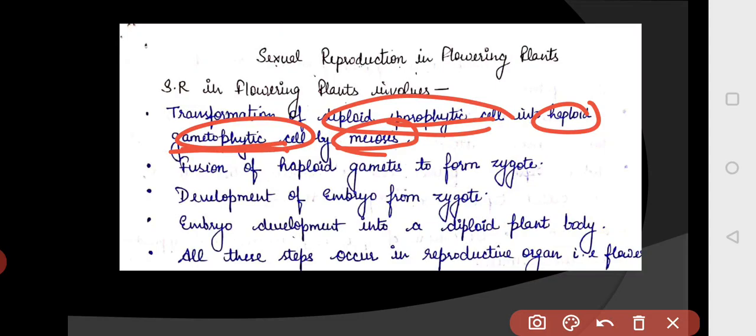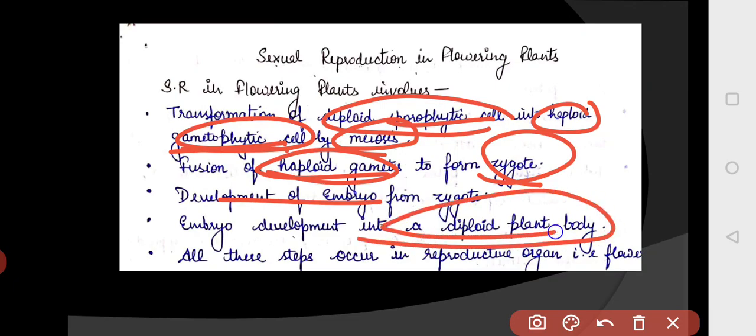Now the gametes are formed. So the next step is the fusion of gametes. Gametes are haploid. Now the fusion takes place. After fusion, a diploid zygote is formed. So the second step is fusion of the gametes. Male and female gametes fuse and form a zygote. Then after the zygote formation, development of embryo takes place. The zygote develops to form an embryo. Then the embryo develops into a diploid plant body.